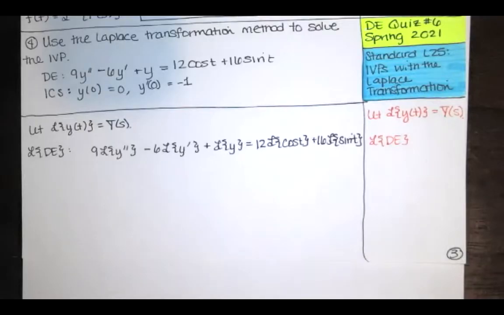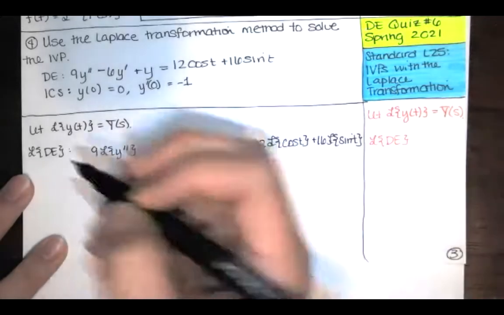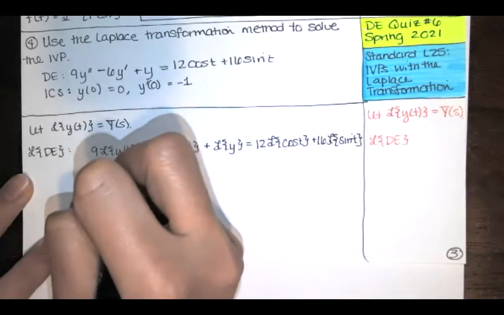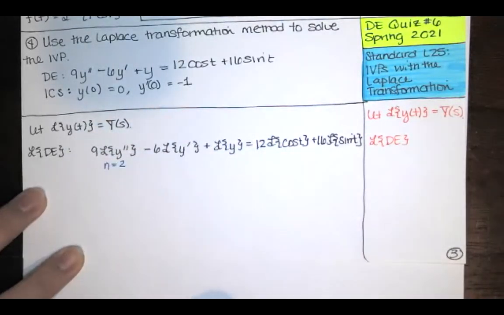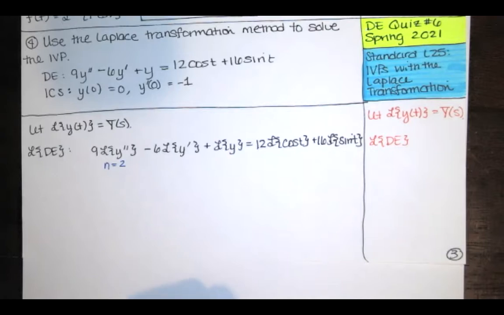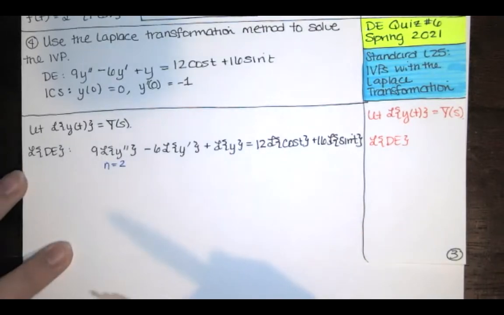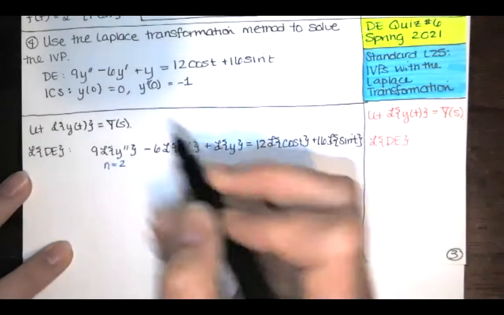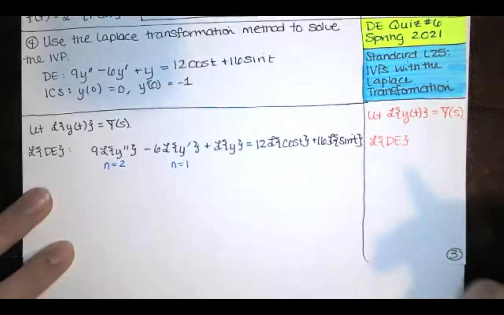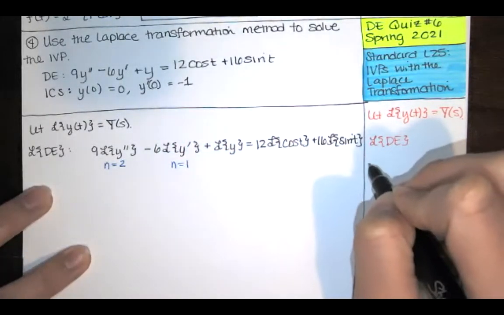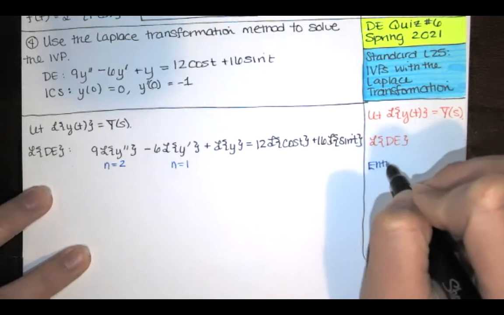Okay, so with that in mind, here I have the nth derivative of y with respect to t, and we're taking the second derivative, so n is equal to 2. And here, n is equal to 1. So we're going to use that rule for both of those. This was entry number 54 in the table.